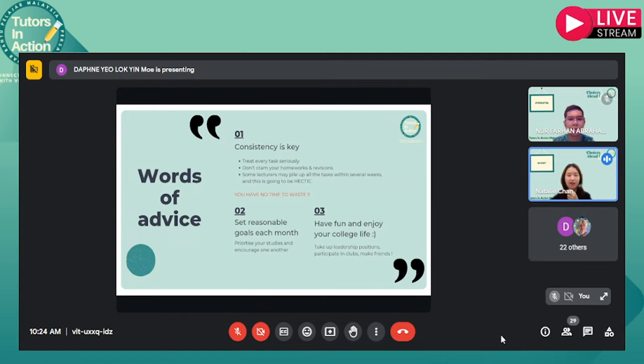Lastly, have fun and enjoy your college life. AusMed is just around 1 year, so do take up leadership positions, participate in clubs and make friends, put yourself out there and get to know people, because you don't want your college life to be just studying every single day. Even though I said consistency is key and you should study consistently, also do not neglect your social life, because that is part of the college experience. So yeah, that's about it from me.